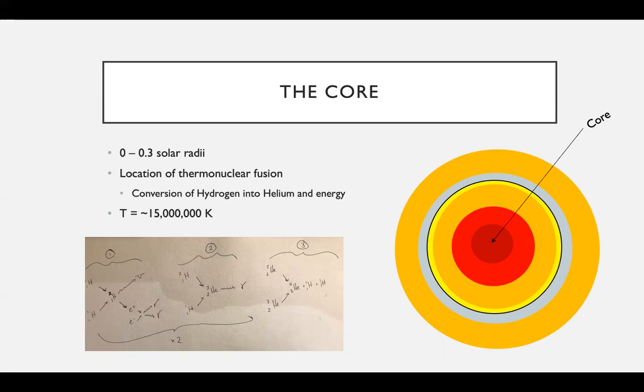It occurs in the core at about 15 million Kelvin, and in the diagram you can see that hydrogen-1, which is just a proton really, is converted through this three-step process, with the first two steps occurring twice for every occurrence of the third step, into helium-4, so an alpha particle, and a certain amount of energy as designated by the gamma rays or the photons as shown in the diagram.